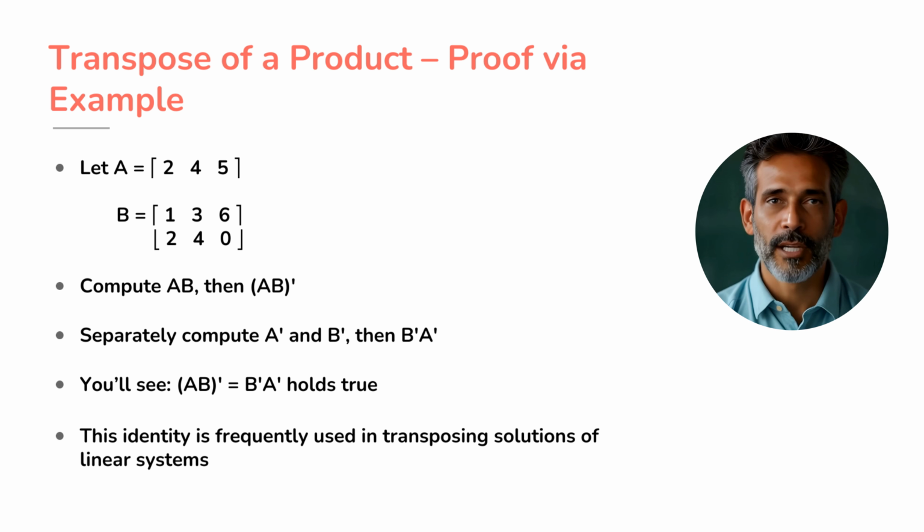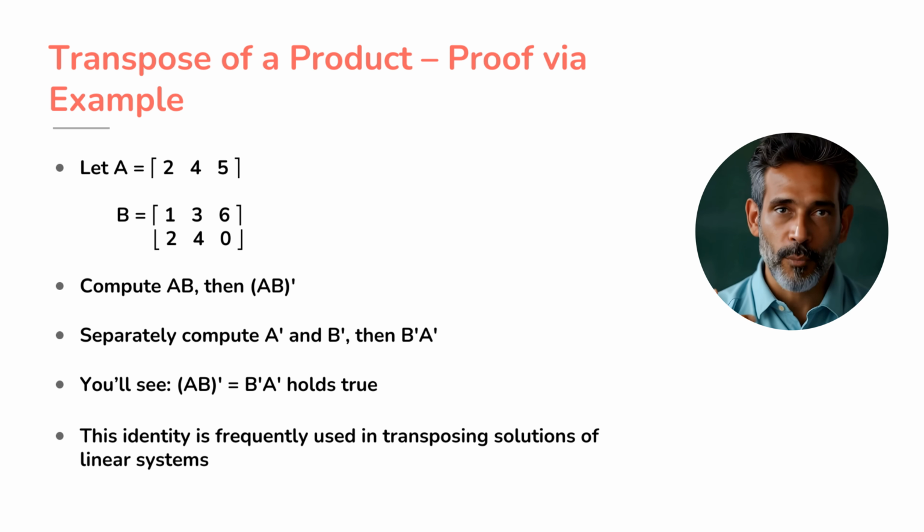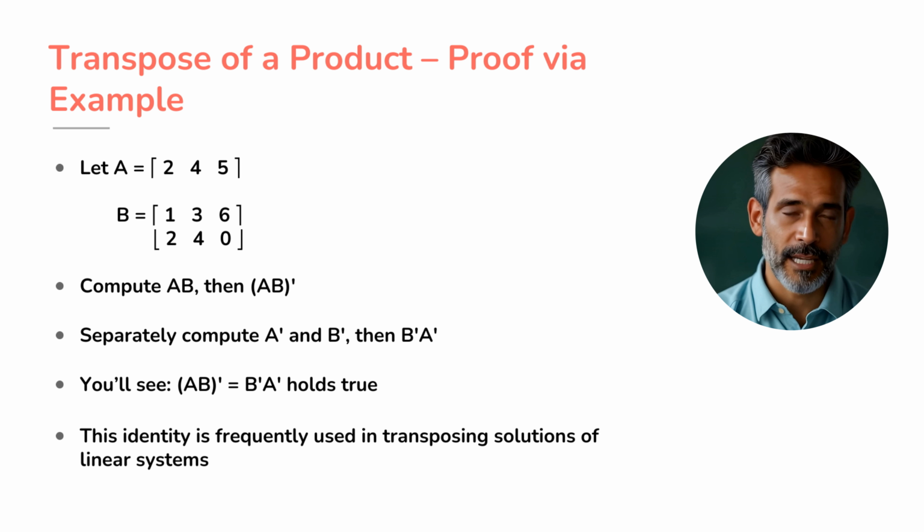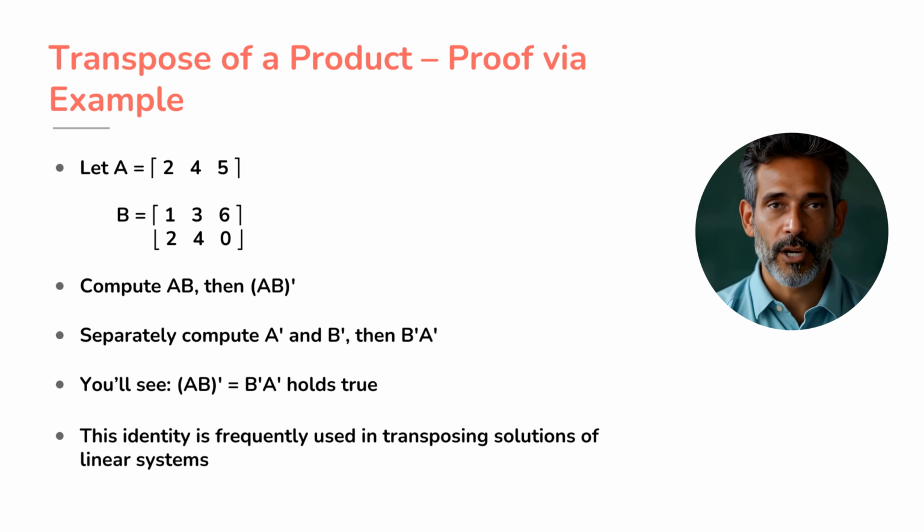Separately, find A transpose and B transpose. A transpose is 2, 4, 5 as a column. B transpose is first row 1, 2. Second row 3, 4. Third row 6, 0. Now multiply B transpose by A transpose and guess what? You get the same result. This identity is very useful when solving transpose equations, especially in systems of linear equations, machine learning, and vector analysis.